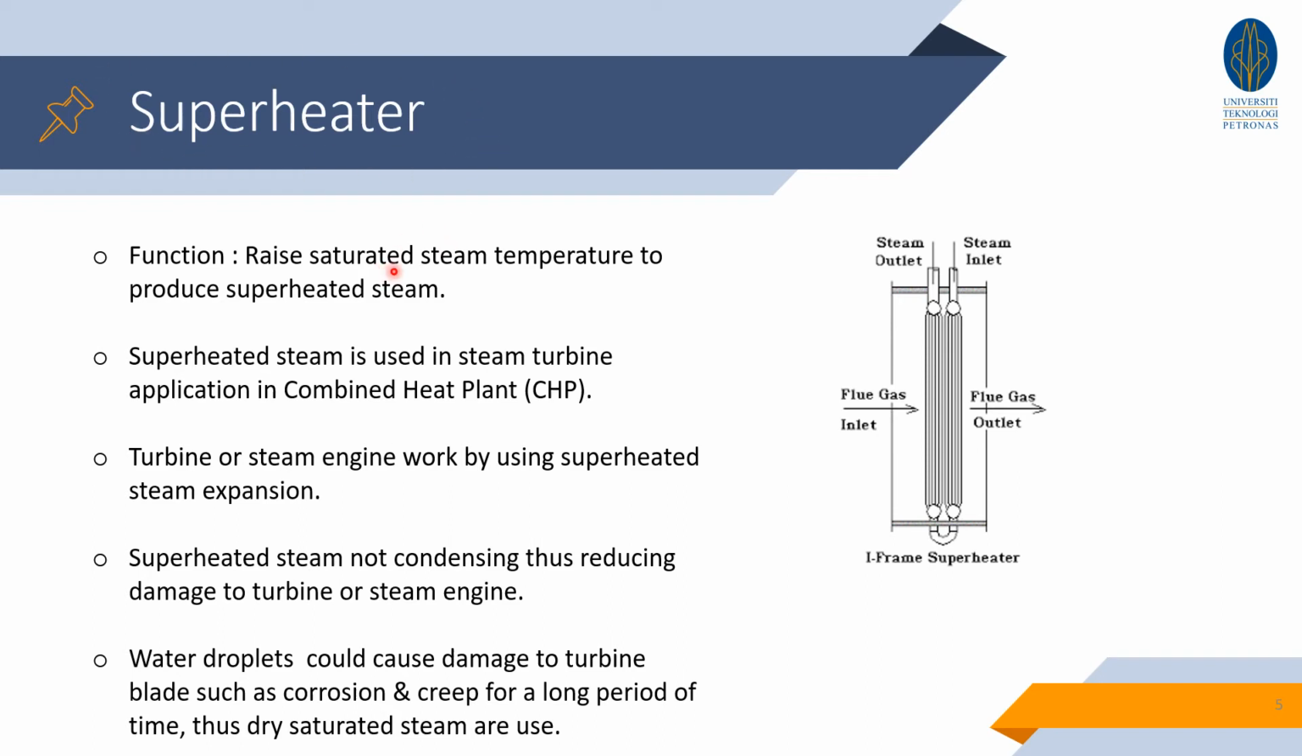Moving on, now we have the superheater, which is one of the components in the heat recovery steam generator. It functions to raise the temperature of saturated steam to become superheated steam. The superheated steam is used for the application of steam turbine in the combined heat plant. When we use superheated steam to perform work by way of expansion in the turbine or steam engine, it will not condense and it will reduce the damage to the turbine or steam engine. Dry steam is used because water droplets can cause damage and degradation to the turbine blade after a long period of usage.